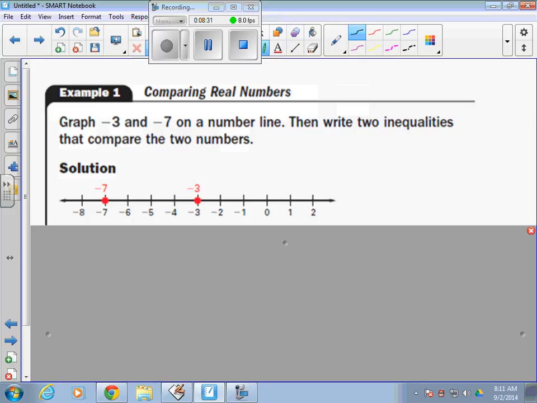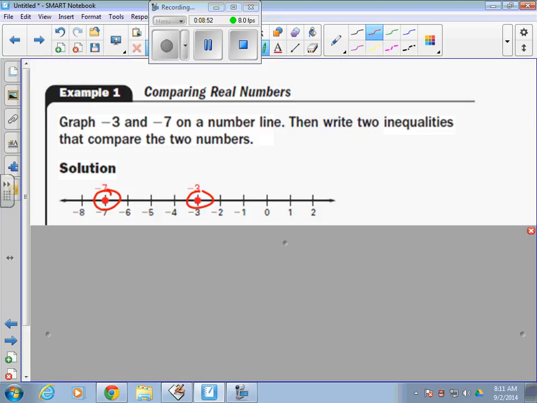Okay, let's look at example number 1, comparing real numbers. Graph -3 and -7 on a number line. Okay, it's real easy. Some of these are done for you. But at -7 and at -3, those are the graphs that represent those. It says, then write two inequalities to compare the two numbers.